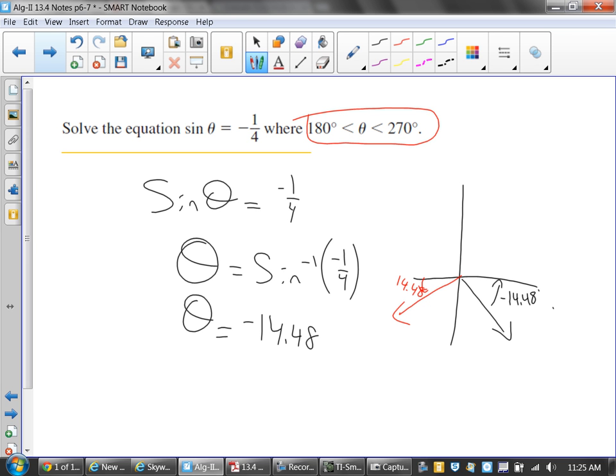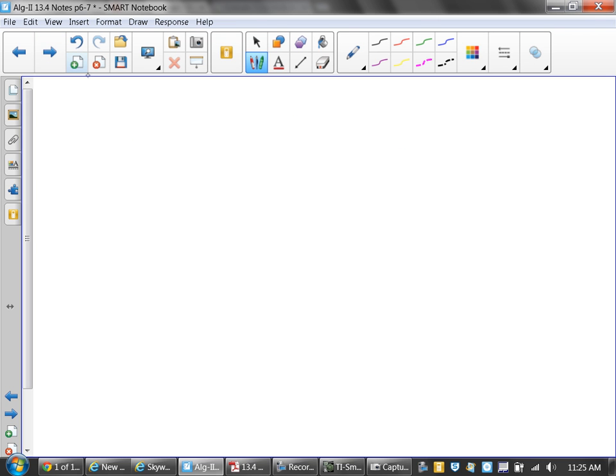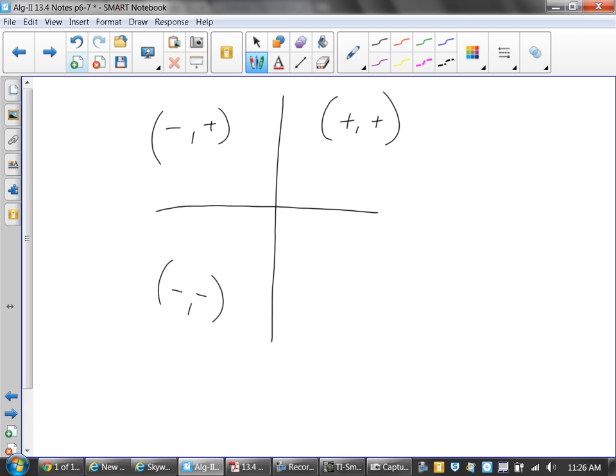Great question. I remember that it's negative, so that's right. And just to review that, a lot of people forgot this earlier today. When you're talking about your ordered pairs, remember your ordered pairs here are cosine, sine.